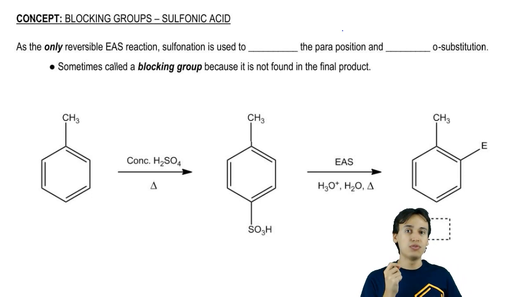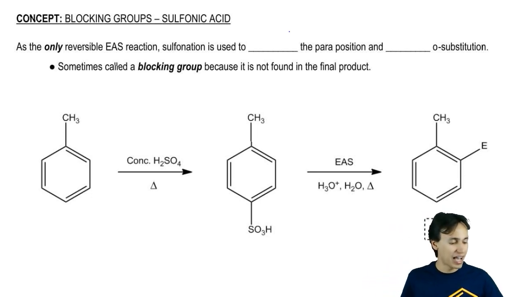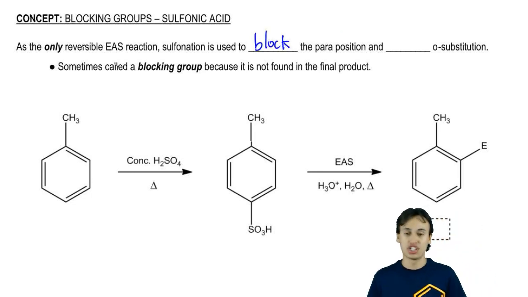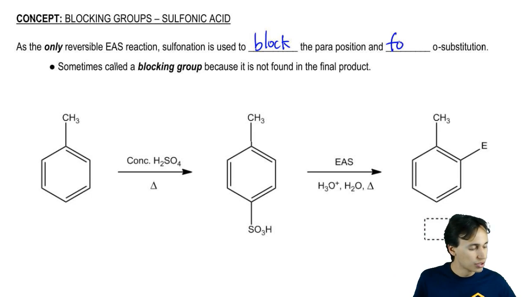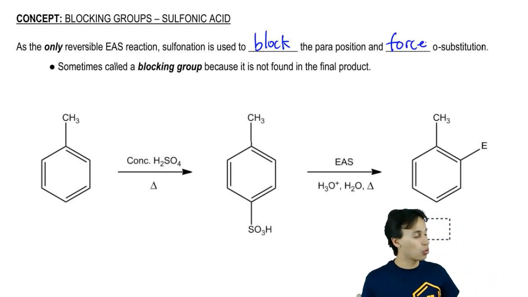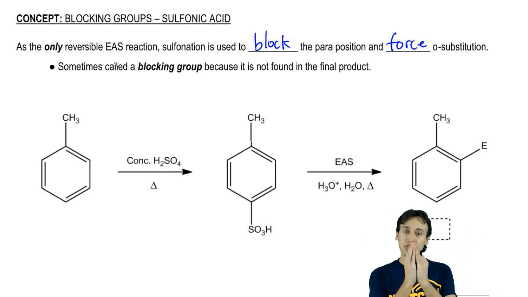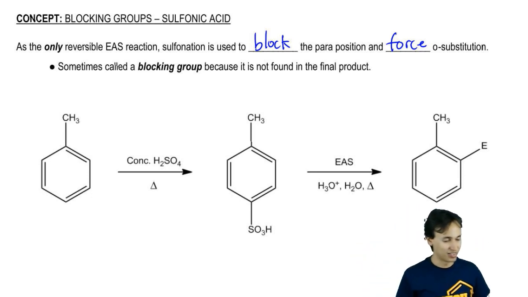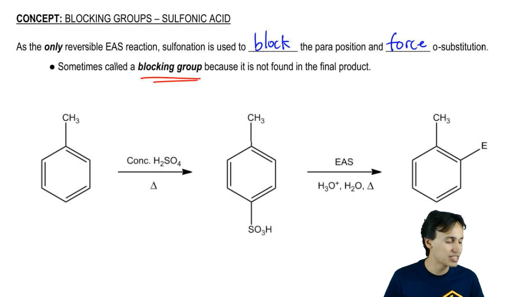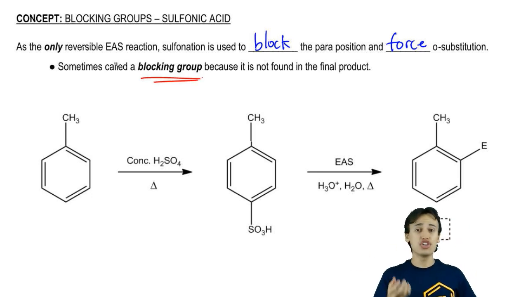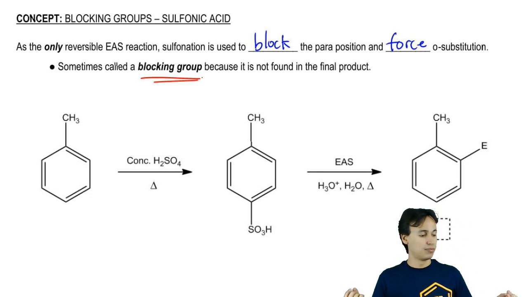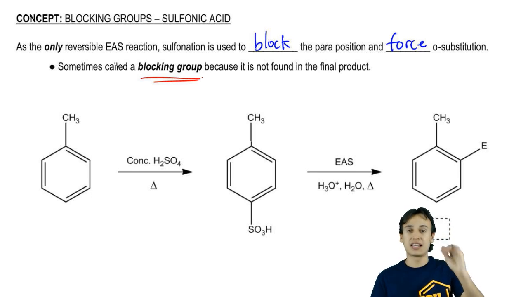And that's the advantage of using sulfonation. Because sulfonation, that's one of the biggest things it's used for. It's used to block the para position so that you can force ortho substitution. Because remember, ortho substitution is usually not highly favored because of steric hindrance. But if you can block that para position, then you're going to force ortho substitution. It's brilliant, okay? So this is called a blocking group because it's not actually found in the final product. In the end, you're not going to know that the sulfonic acid was ever there because you're going to take it off. It just was there to block the second EAS reaction.